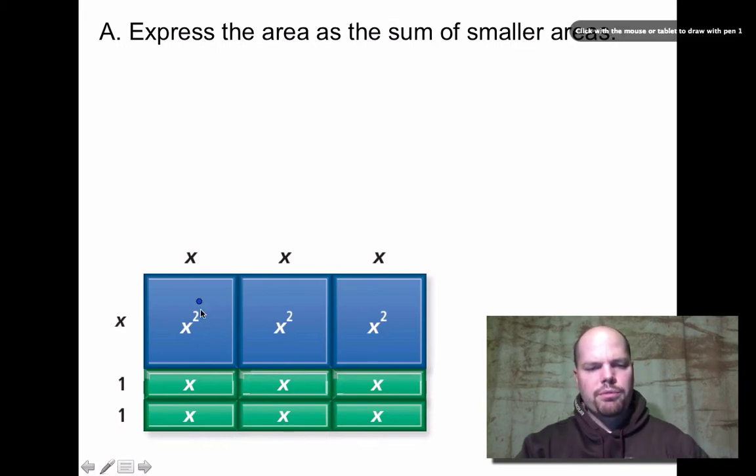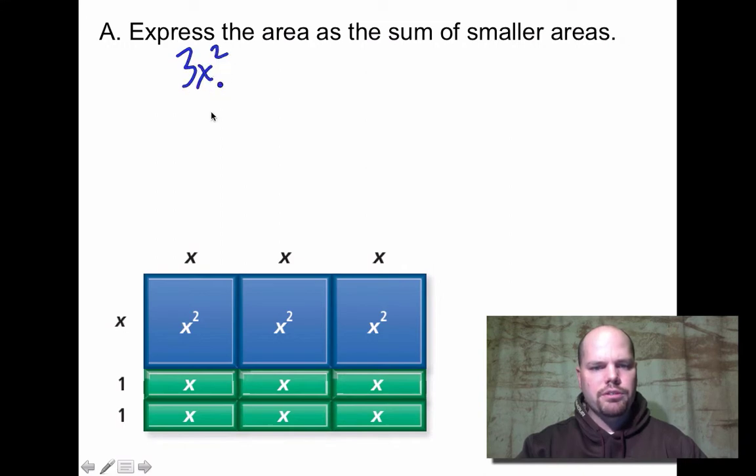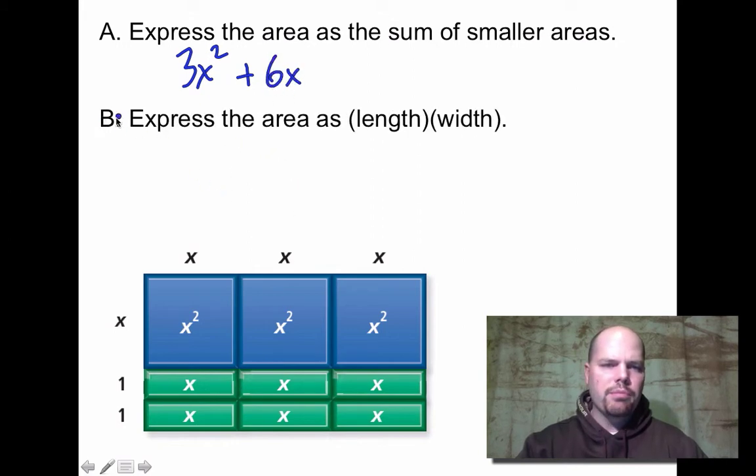Well, we have 3 of the x squared, so we sum those up, we get 3x squared. Plus, these are different sizes here. There are 1x each, and we have 6 of them, so plus 6x. Okay, part B, express the area as the length times the width.